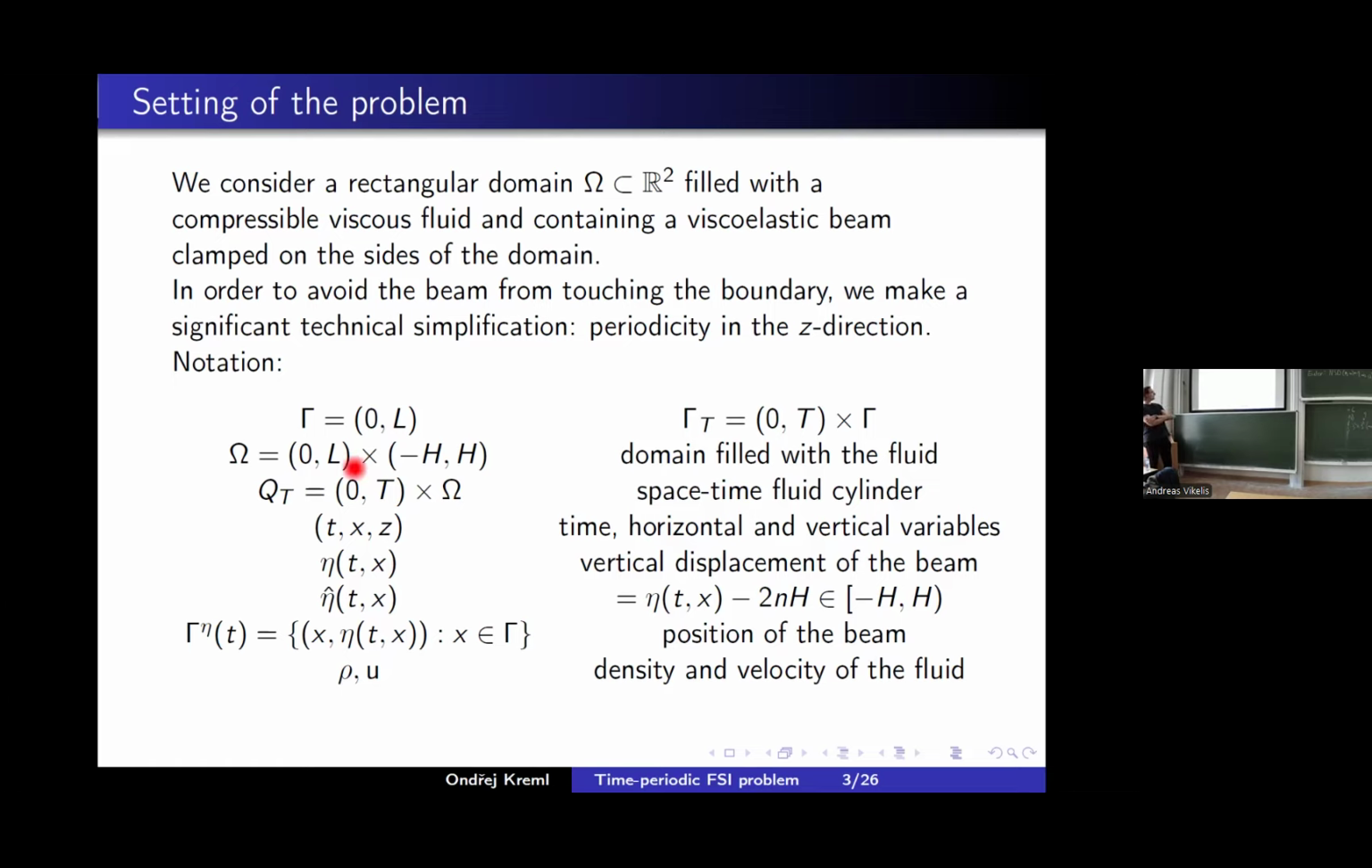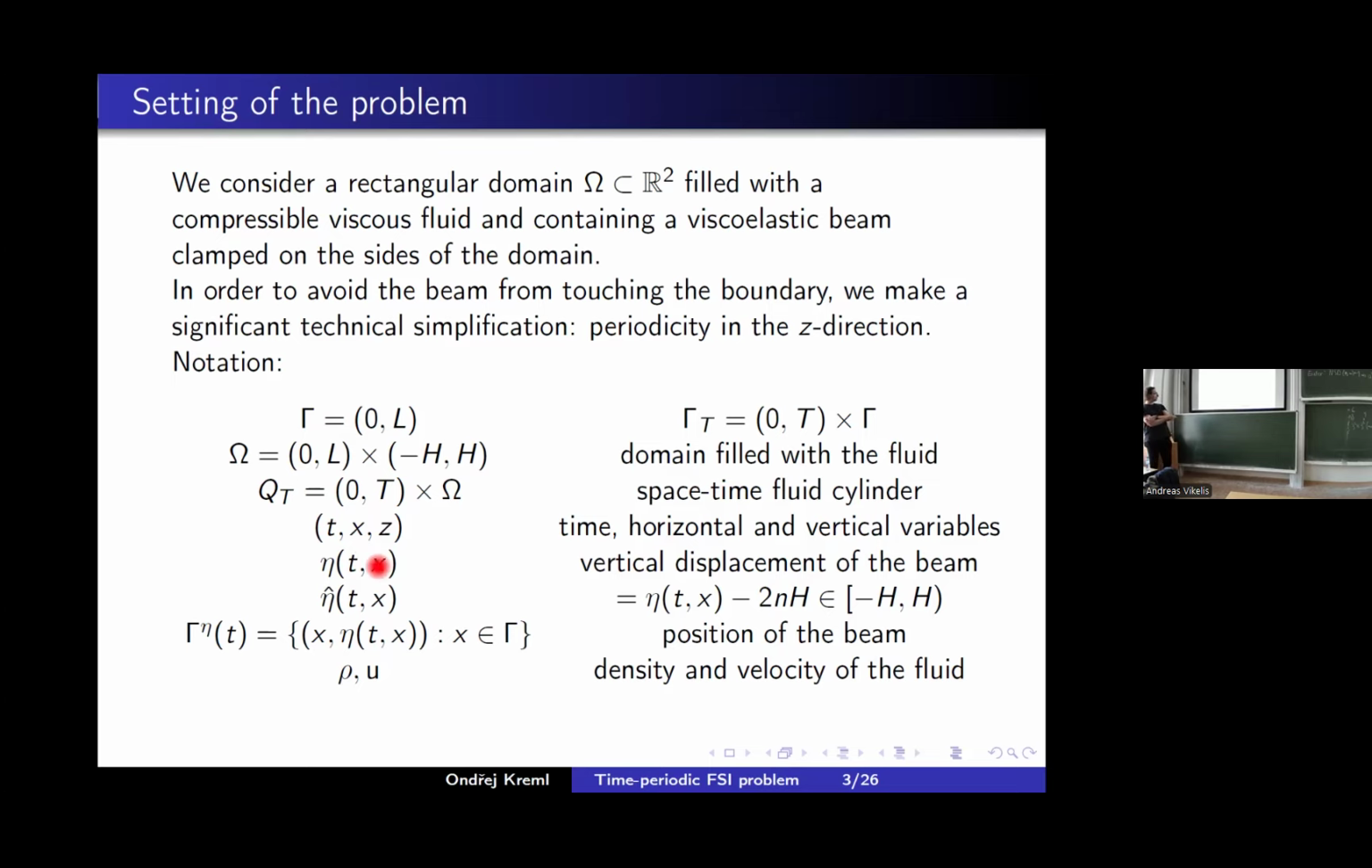So concerning the notation, we will use this gamma for the interval 0L. Gamma t will be the space-time cylinder related to gamma. Omega, as I told you, is a rectangular domain, so it's 0L in the horizontal direction and minus HH in the vertical direction. So this is the domain which is filled with the compressible fluid. The space-time cylinder for the fluid is denoted by Qt. So our variables are time, which is denoted by t, the horizontal variable is denoted by x, and the vertical variable is denoted by z.